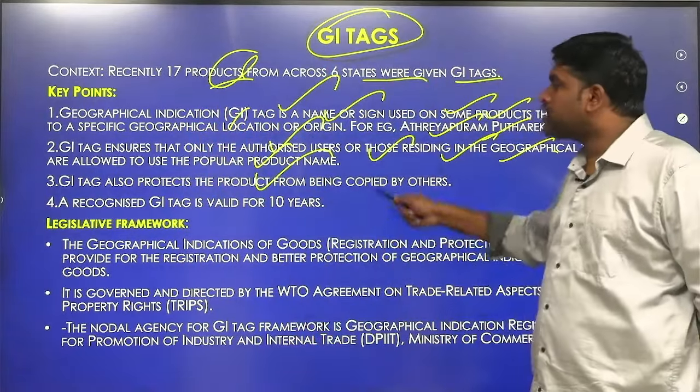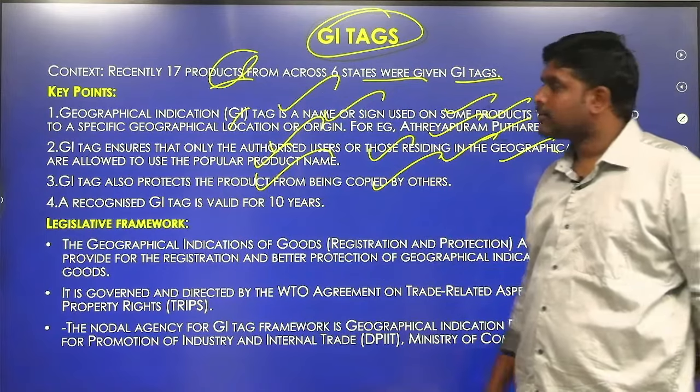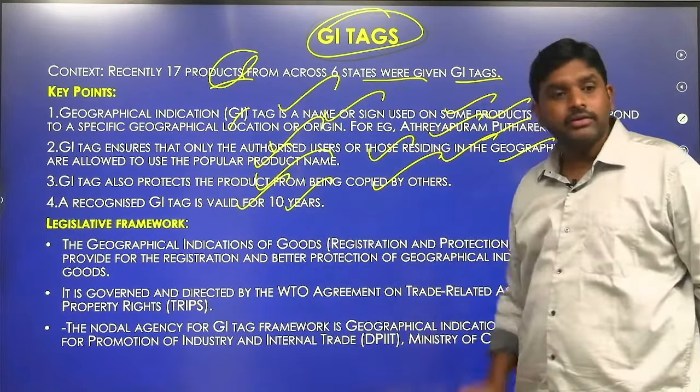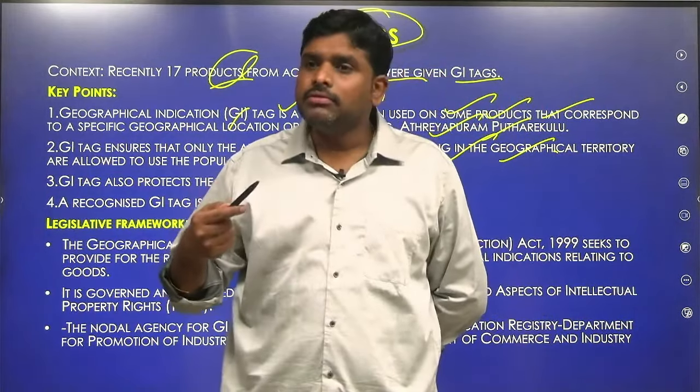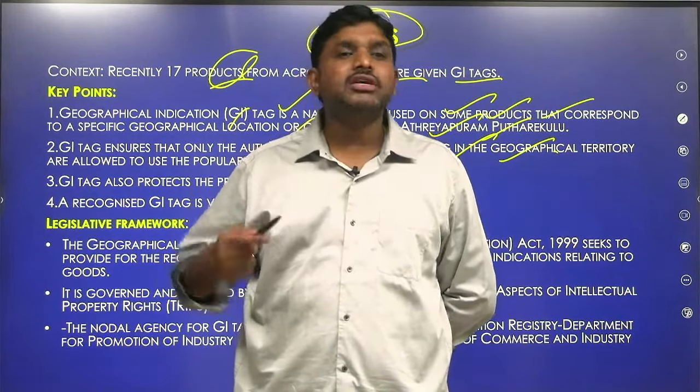A GI tag also protects the product from being copied by others. A recognized GI tag is valid for how long? So it is not indefinite. Every 10 years they have to renew it. How do they renew, sir? They have to make it popular. When it becomes popular, they will continue the GI tag.